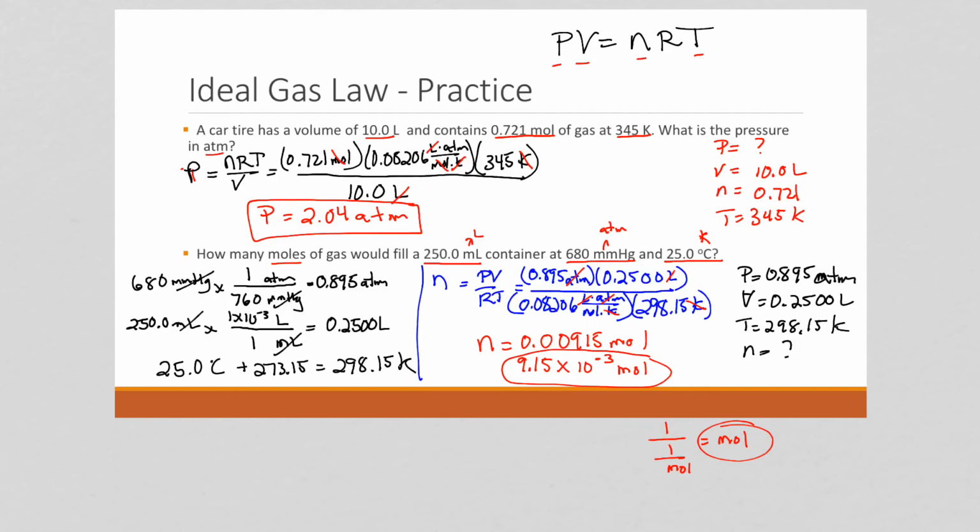Okay, so that concludes my discussion of the ideal gas law. Next time, we're going to work on some more calculations.